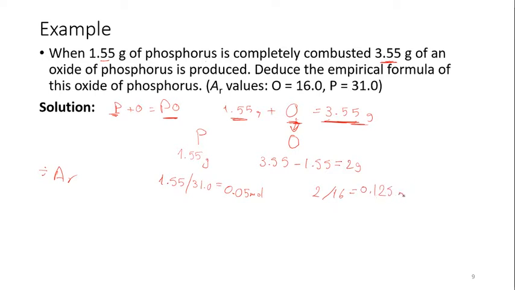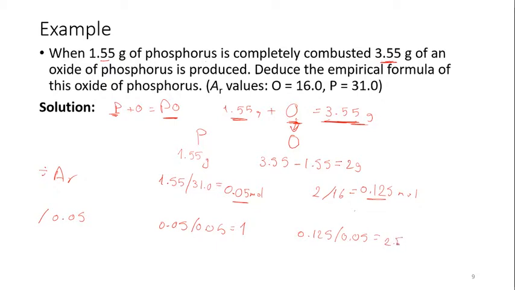0.125 mole. Now I need to divide by the smallest figure. So the smallest figure in that case would be this number. So divide each part of them by 0.05. So 0.05 divided by 0.05 would be equal to 1. But in that part, 0.125 divided by 0.05 would be equal to 2.5.